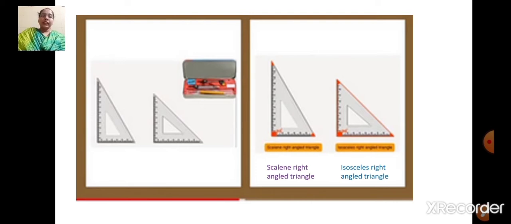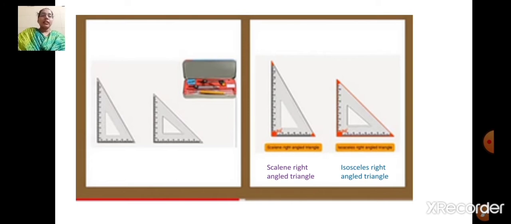In the previous class, we had studied types of triangle. When all the sides are different, we call it as which type of triangle? Yes, we call it as Scalene Triangle. Here in the set square, it is forming 90 degree also. So this type of triangle is known as Scalene Right Angle Triangle because it's forming 90 degree and all the three sides are different.